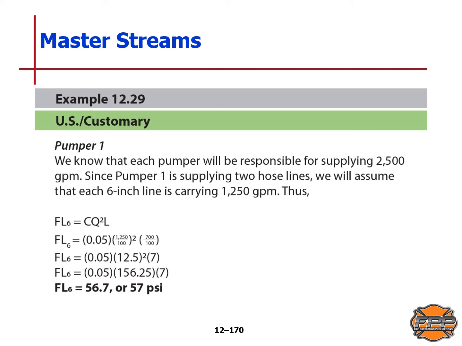So friction loss for 6 is 0.05, which is our coefficient, times 1,250 divided by 100, that's our flow, squared, times 700 divided by 100, which is our hose length divided by 100. So friction loss 6 equals 0.05 times 12.5 squared times 7. That's 0.05 times 156.25 times 7. So we're just working out the math. Friction loss for 6 is 56.7, which when you round it up is 57 psi.